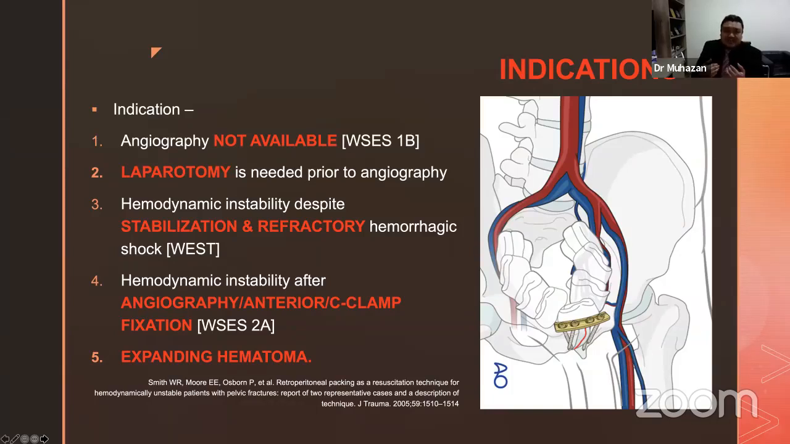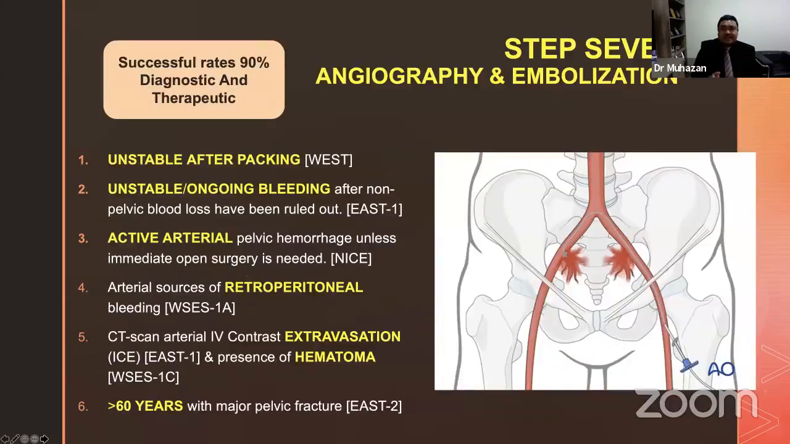It is for a patient who is unstable despite being stabilized or resuscitated, in refractory hemorrhagic shock, or in situations where the patient has had angiography, has had external fixation, and is still bleeding. And of course, expanding hematoma. So the last step, which later will be discussed in further detail by my other colleague, Dr. Arvin, is angiography and embolization.